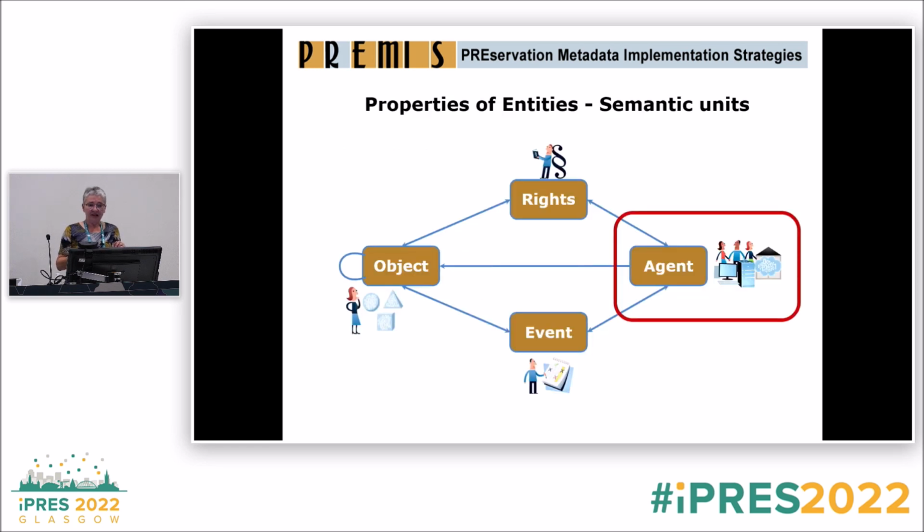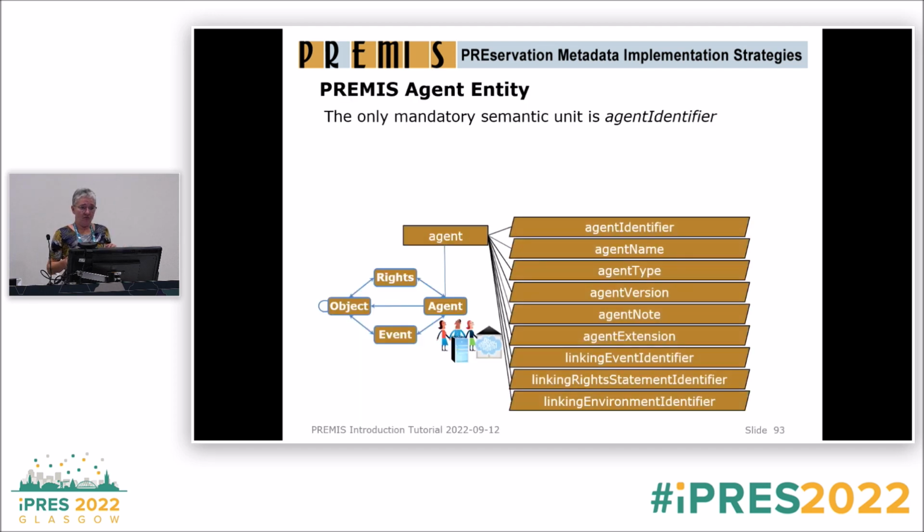Right. Then we have the agent. As you already heard, the only mandatory semantic unit here is actually the identifier. And that's also because you can have described it anywhere else and then you can point to it. So you don't need to specify it in PREMIS actually to point to it. But it can also be that you only want to have the identifier. Then there's a name, that's straightforward. You can put a name for the agent.